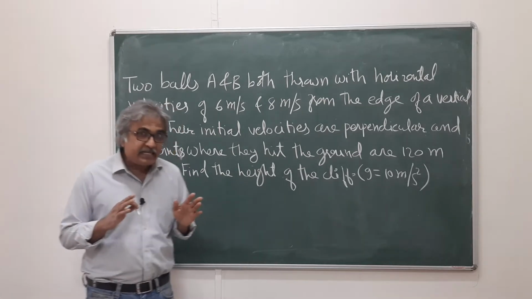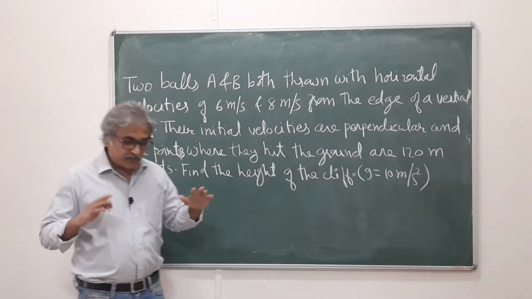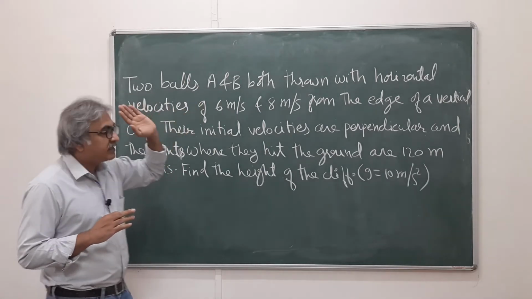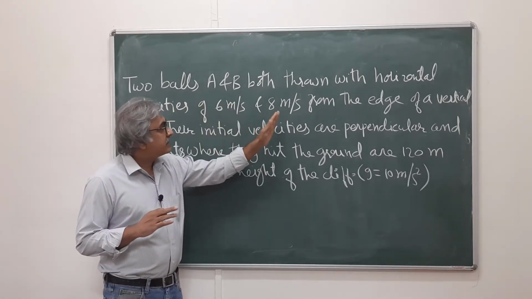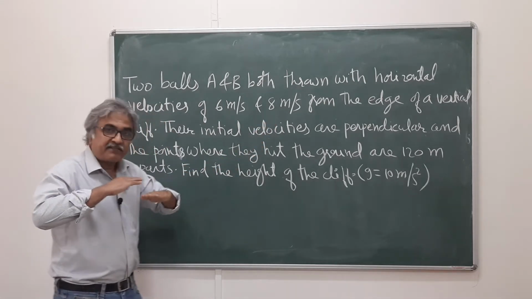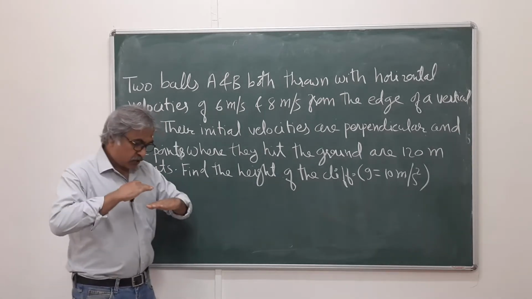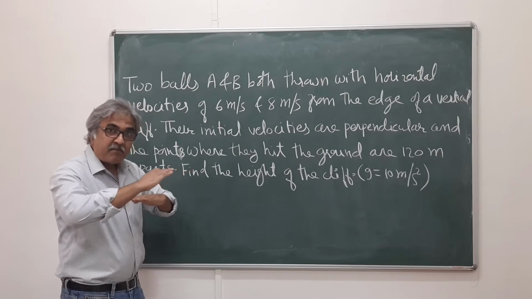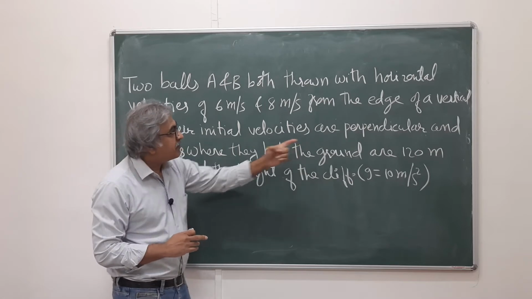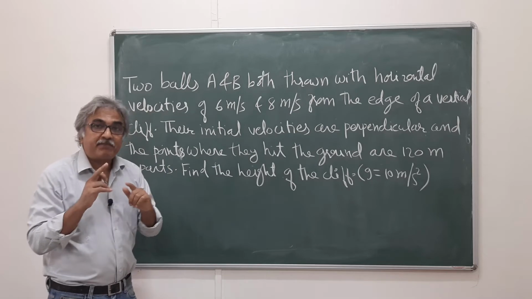Now, initially, imagine the situation. There are two balls which are thrown with horizontal velocities. One, A, is thrown with 6 meters per second, another with 8 meters per second, from the edge of a cliff. We have solved problems where we have encountered this cliff always. So they are thrown horizontally, but what you are told is that their initial velocities are perpendicular. So they are thrown with horizontal velocities and those velocities are perpendicular to each other.